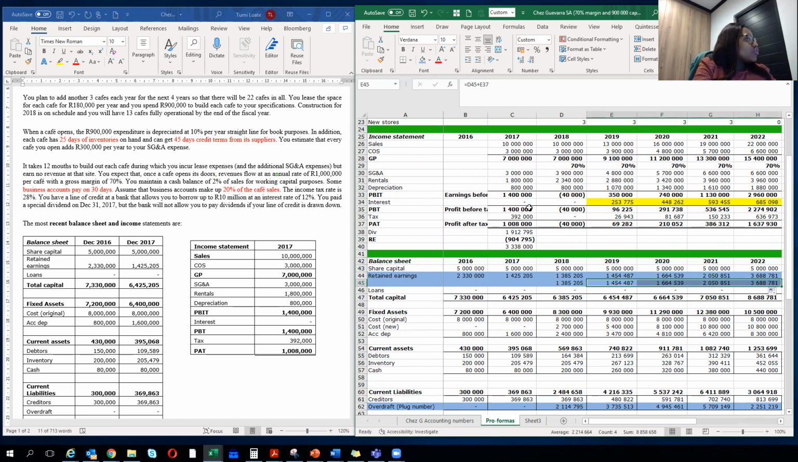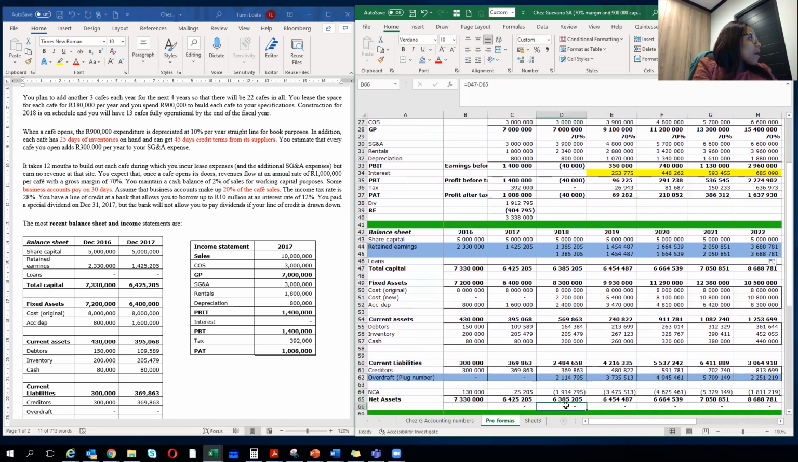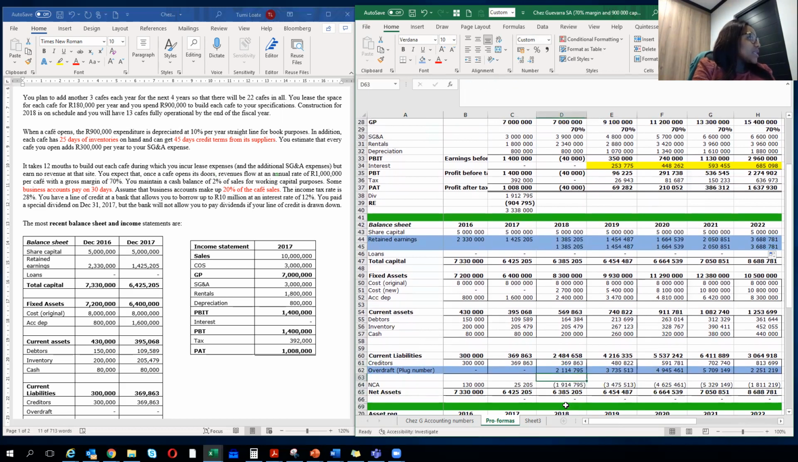For your interest calculation here, this needs to pull through from your overdraft. We should have already set up here in your income statement that there's an interest element that you needed to pay. The interest element will relate to what this plug is here. So firstly, you set it up that the interest I need to pay is based on what my overdraft here should be. How do I get to this overdraft figure? I need to try and balance out what my balance sheet is.